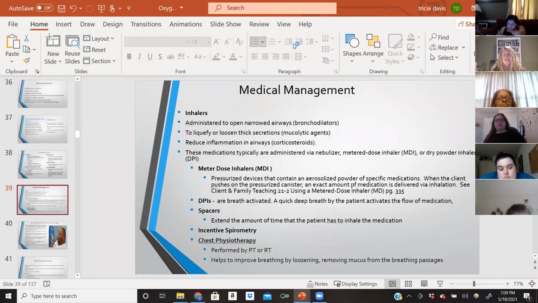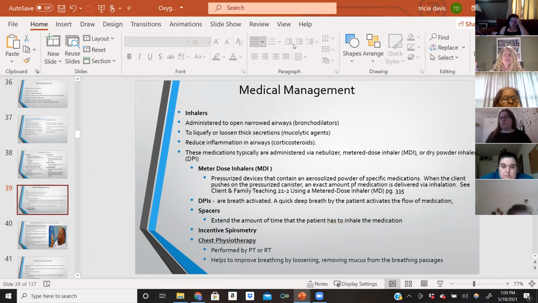So we can always help these symptoms medically, so we can give inhalers. Inhalers can be administered to help open those narrowed airways. Those are your bronchodilators. We can give mucolytic agents, so these are your Mucinexes. These are going to liquefy or loosen those thick secretions, so when the patient does cough, they can cough them up and get them out of their chest. We can give steroids to reduce the inflammation in the airways.